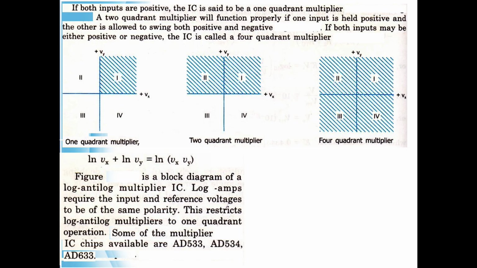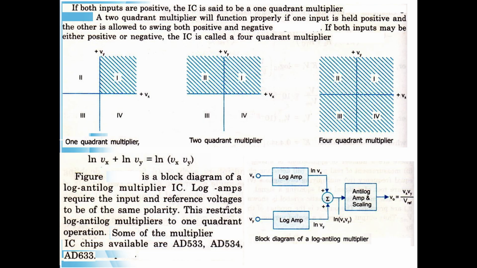So, the basic equation governing the multiplier is ln Vx plus ln Vy equal to ln of Vx into Vy. The figure shows a block diagram of a log antilog multiplier IC. Log amps require the input and reference voltages to be of the same polarity. This restricts log antilog multipliers to one quadrant operation.